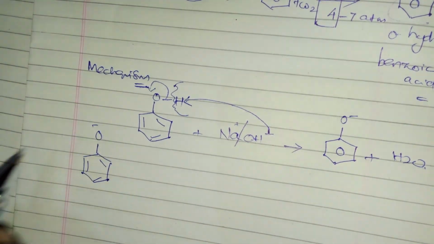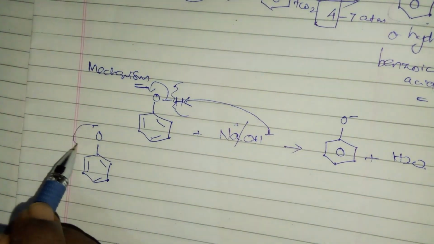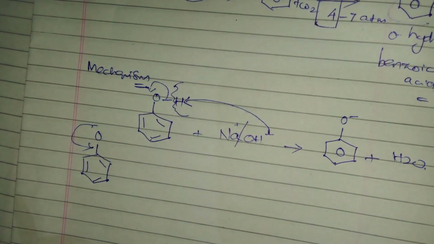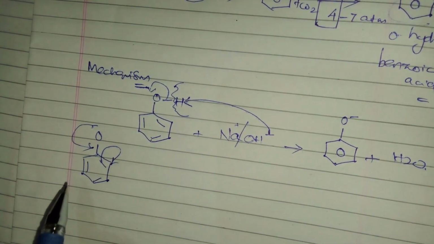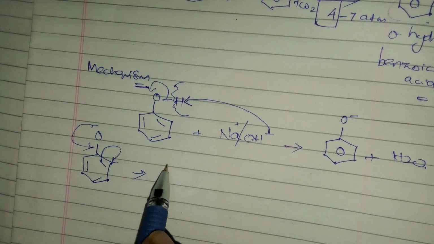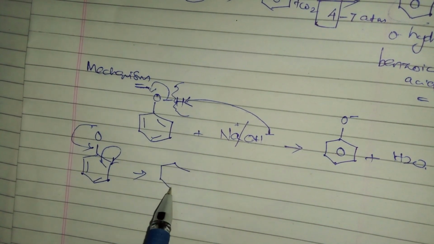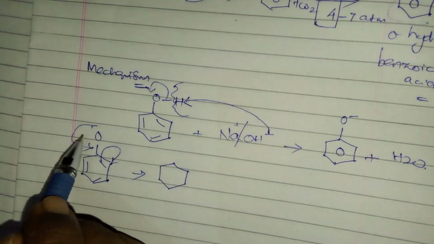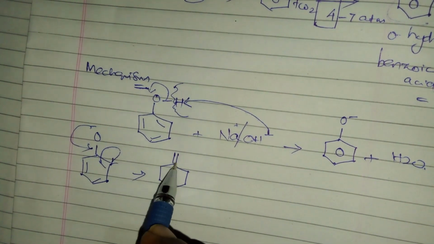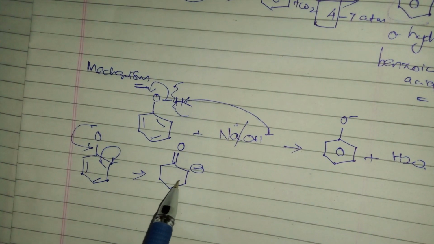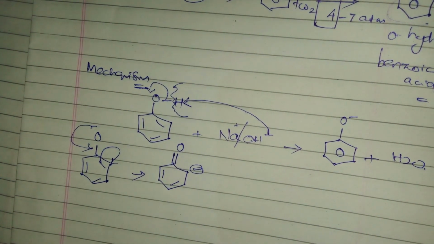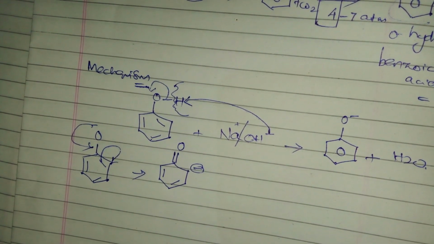Now what happens at this stage? This oxygen donates its electron to the ring and activates the ring. This electron comes here and stands here due to resonance. So we can write it like this. Now this electron has gone here, so that is a double bond to O, and the electron stands here as a negative charge. The remaining bonds are there.